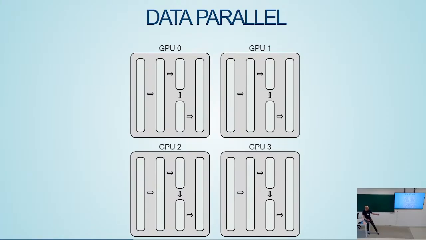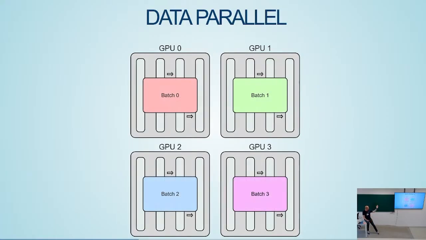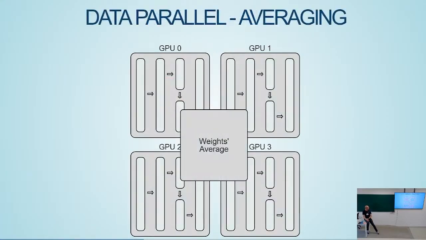In this example, you have the same neural network running on different GPUs with different parts of your training data. We call these batches. You probably know better than I do. Then you do an average of them, and go to the next step. This is data parallel. It's the simplest thing ever.